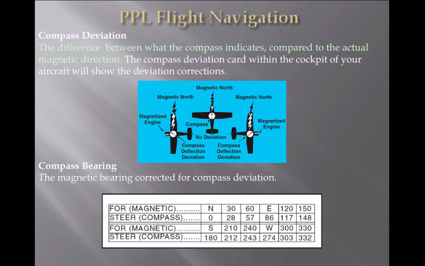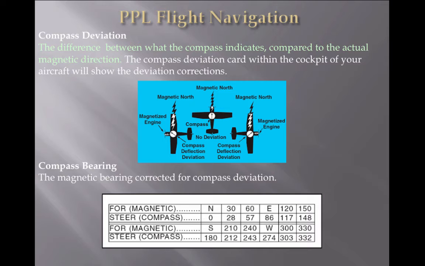Compass deviation is defined as the difference between what the compass indicates compared to the actual magnetic direction. The compass deviation card within the cockpit of your aircraft will show the deviation corrections, and you can see just an example of a compass deviation card at the bottom. Every card is only used against the assigned compass that's in your cockpit. Every one can be different, depending on the placements, and the various electrical and magnetic equipment in the cockpit will have its own very specific deviations.